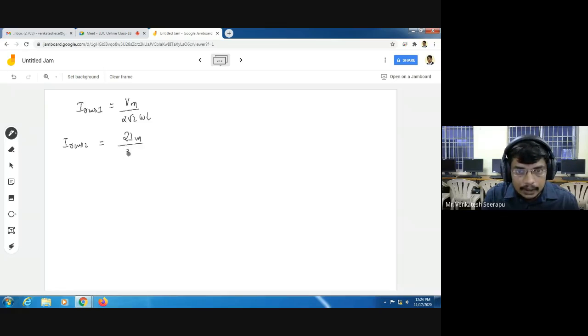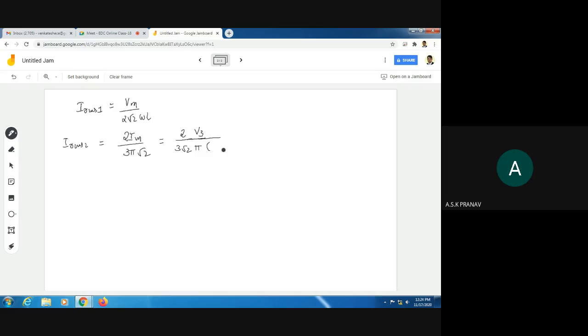So here the maximum value is 2Im by 3 pi, divided by root 2. Why? Because the RMS value is calculated as maximum value by root 2. So we divide by root 2. What is the Im written as here? 2 by 3 root 2 pi into Im, which can be written as Vm by 2 root 2.